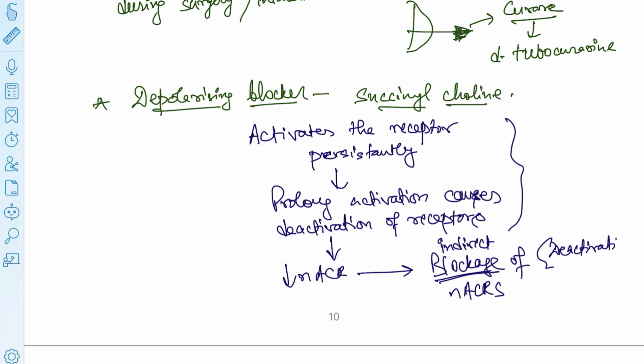deactivation of the nicotinic acetylcholine receptor, right? And this causes paralysis or skeletal muscle relaxation. So basically, succinylcholine is also used as a paralytic agent. Okay, but the mechanism of action is a bit different.